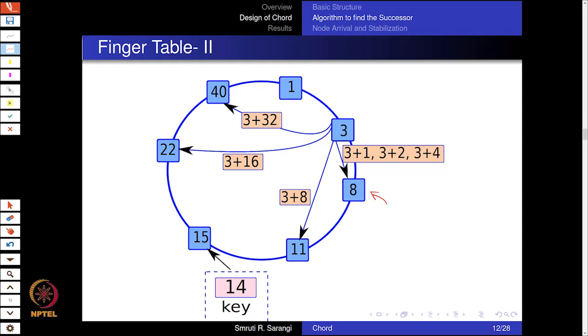But for 3 plus 8, which is the next finger, there is already a node over there, so its successor is 11. And if, let's say, a key arrives whose ID is 14, its successor will be 15. And 3 plus 16 is the next finger, its successor would be node 22. And 3 plus 32's successor will be node 40.